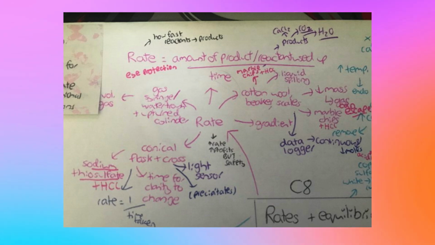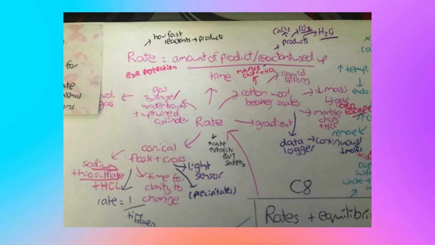Now our results can be hooked up to a data logger to measure continuous data, and when we plot a graph, rate will be the gradient of that graph. We can also use a gas syringe or a water trough with an upturned measuring cylinder to measure the volume of gas produced, so the volume of the product produced, and again the gradient will equal the rate of reaction.